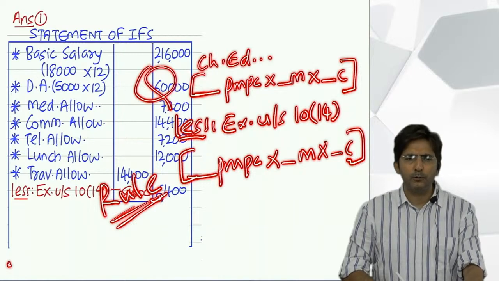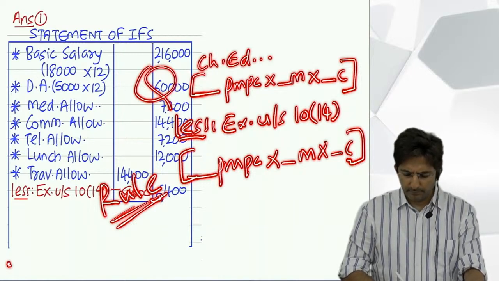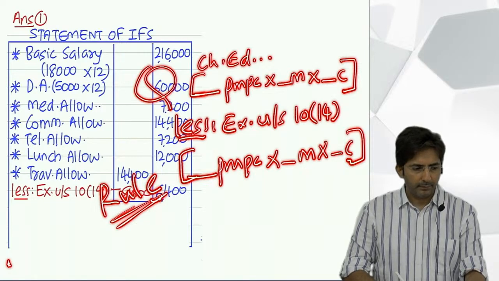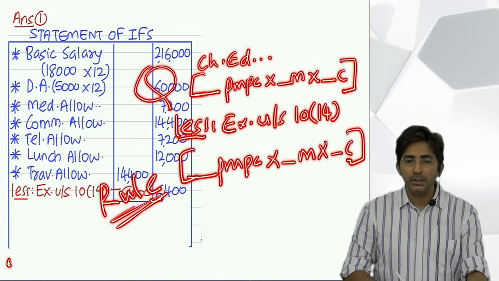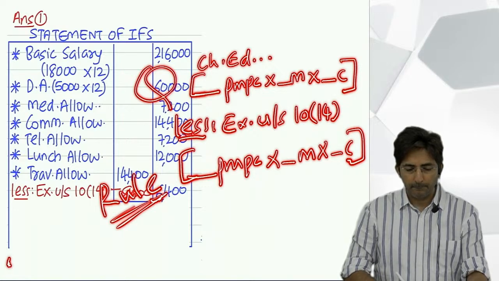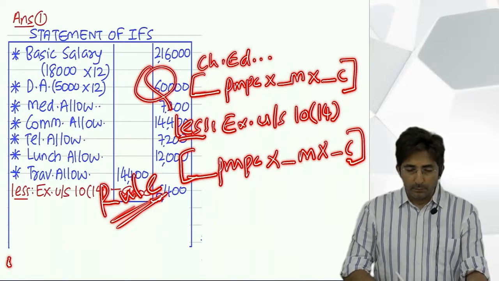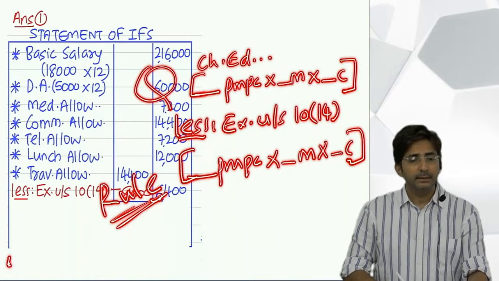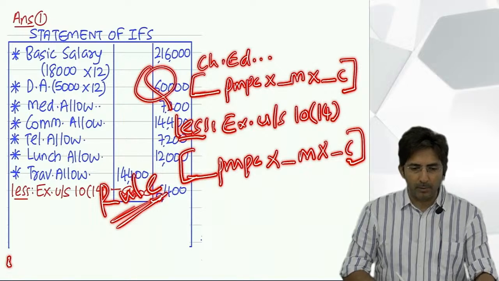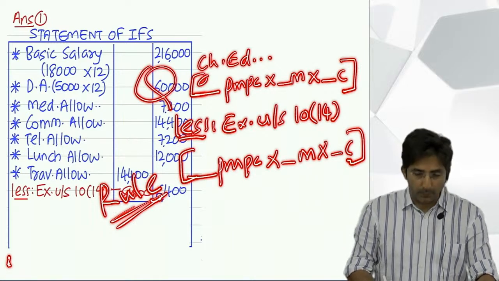No need to put the amount because for amount I want to say something. Then less exempt under section 10(14). There also you write dash per month per child into dash months into dash children. Okay, now tell me. First we will write as per the question. Then as per the rule. So tell me in the question, what is the given amount? 90. So write here, 90 per month per child.